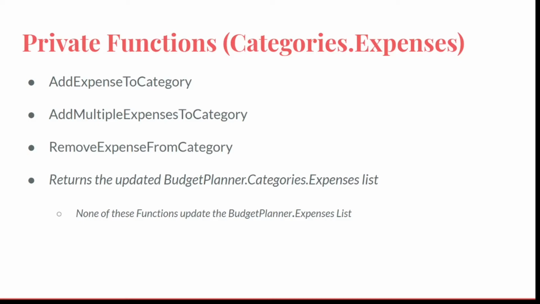For private categories expenses functions, these are going to be specifically the budget category expenses list, and it's going to be adding an expense to a category, adding multiple expenses to a category, and removing an expense from a category. These will return an updated budget planner categories expenses list. None of these functions will update the budget planner expenses list though, so these are some of my edge cases.